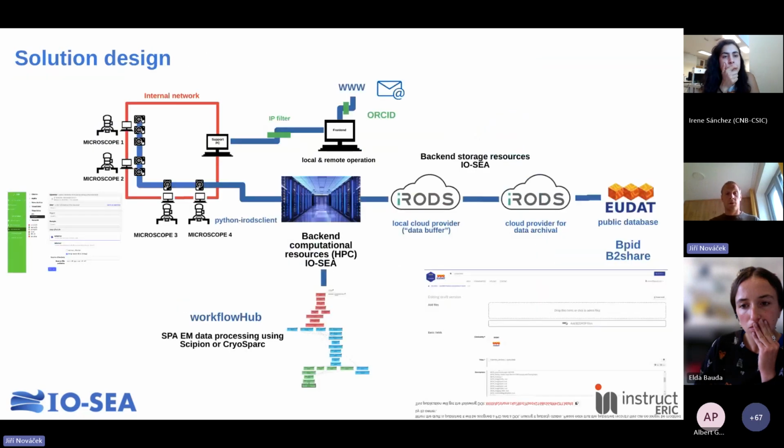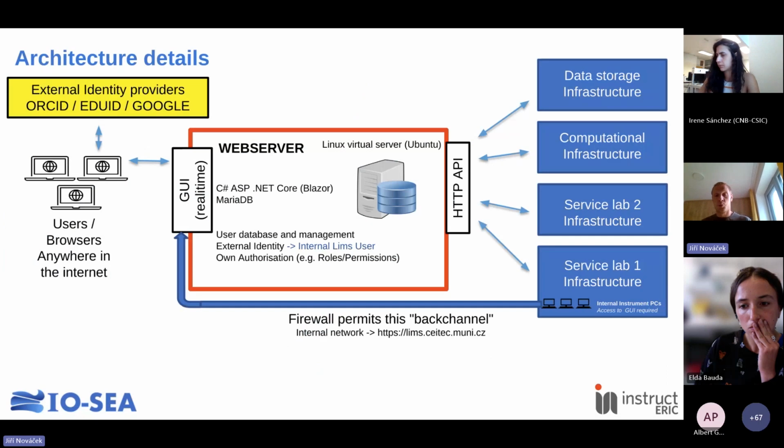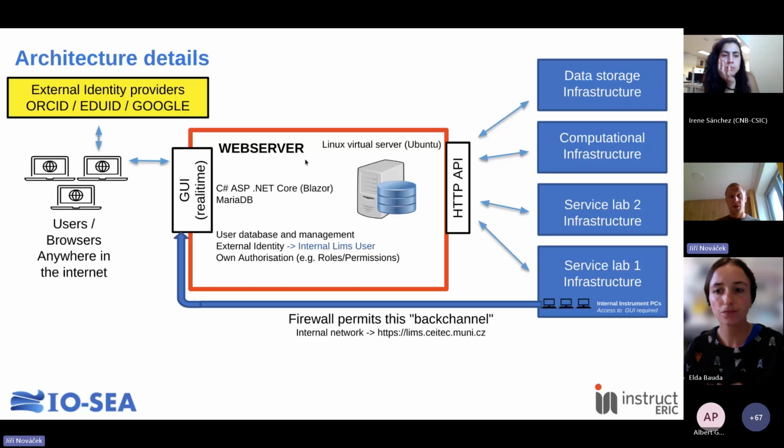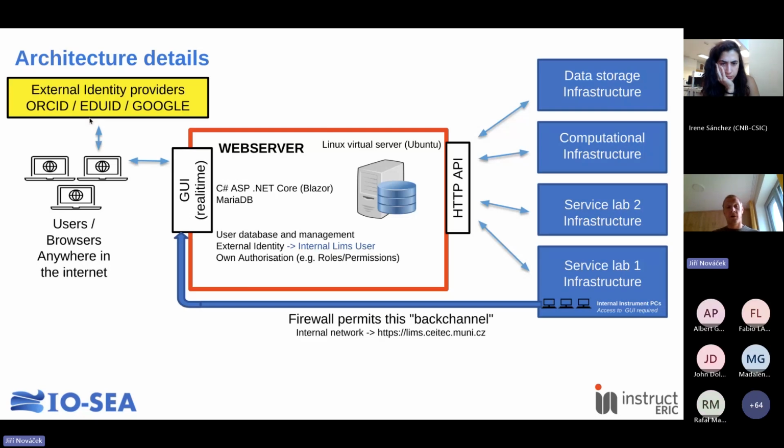So now for some details how this works, and I will go quickly through it. As mentioned, everything is orchestrated via a single web server, to which the user identifies through a third-party identity provider. So we use either ORCID for the academic users or Google for the non-academic users.